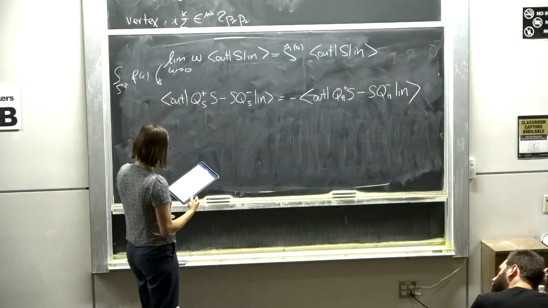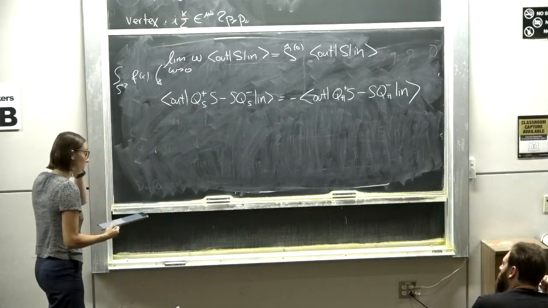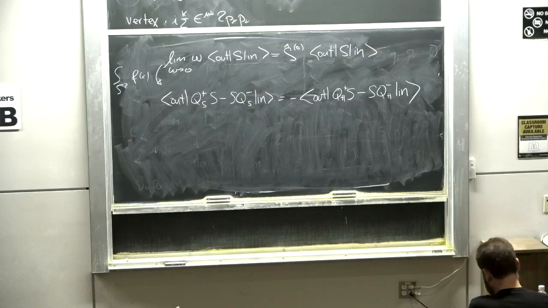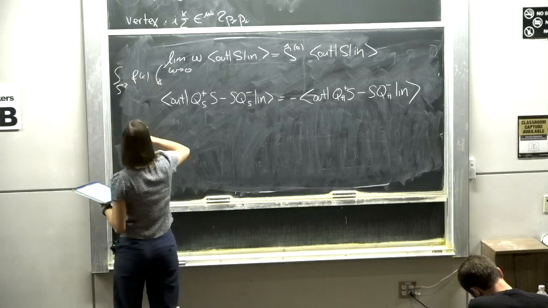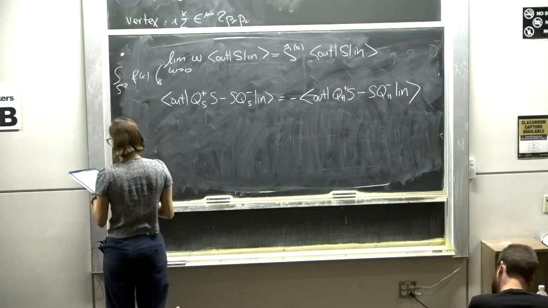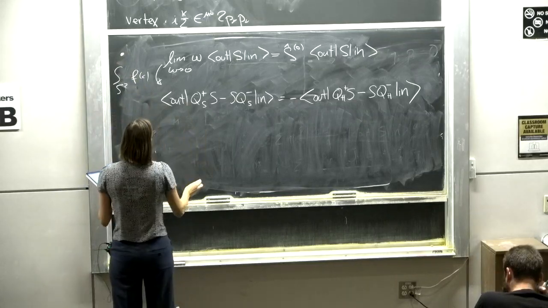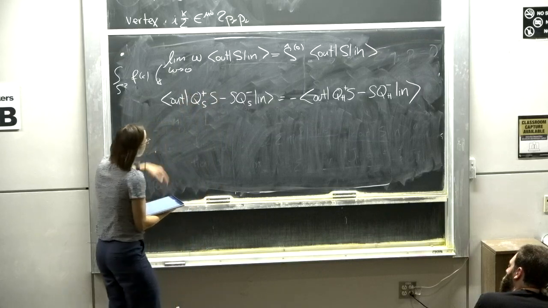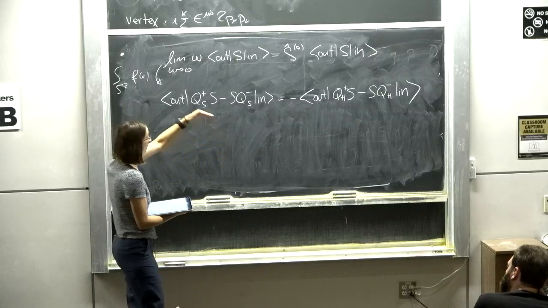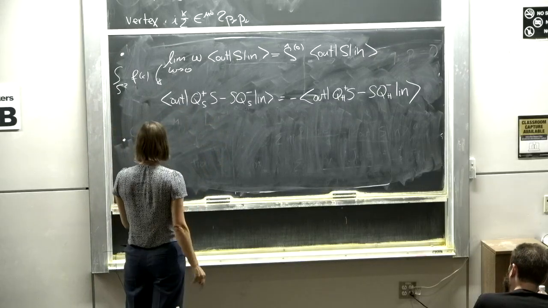Now, this was for super translations, but you can run the whole game for super rotations, where now you look at the super rotation charge, where instead of f, you have the vector field Y^A, and instead of m, you have the angular momentum aspect. You do similar steps. And what you can show then is that the soft theorem at the subleading order in 1 over the energy implies a similar conservation law for the superrotation charge.